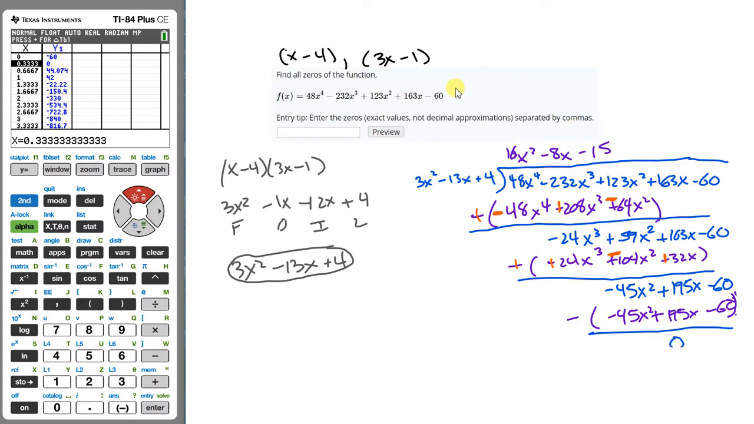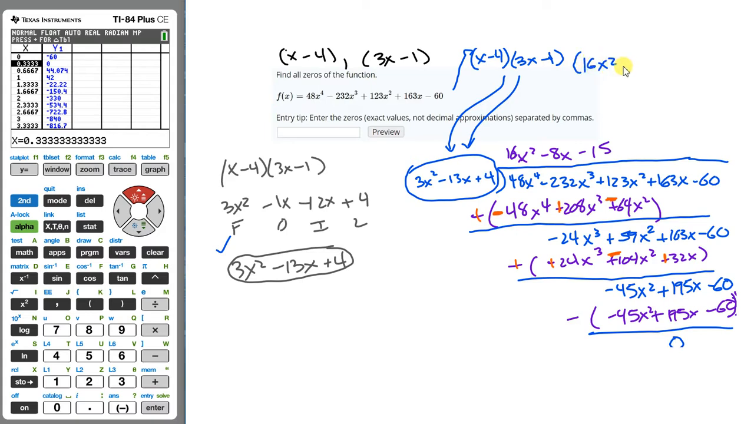So therefore I know that this polynomial can be written as x minus 4 times 3x minus 1, which together was this. By dividing by 3x squared minus 13x plus 4, which I got here, I'm actually dividing by both of those at the same time. And then times this remaining quadratic factor of 16x squared minus 8x plus 15.